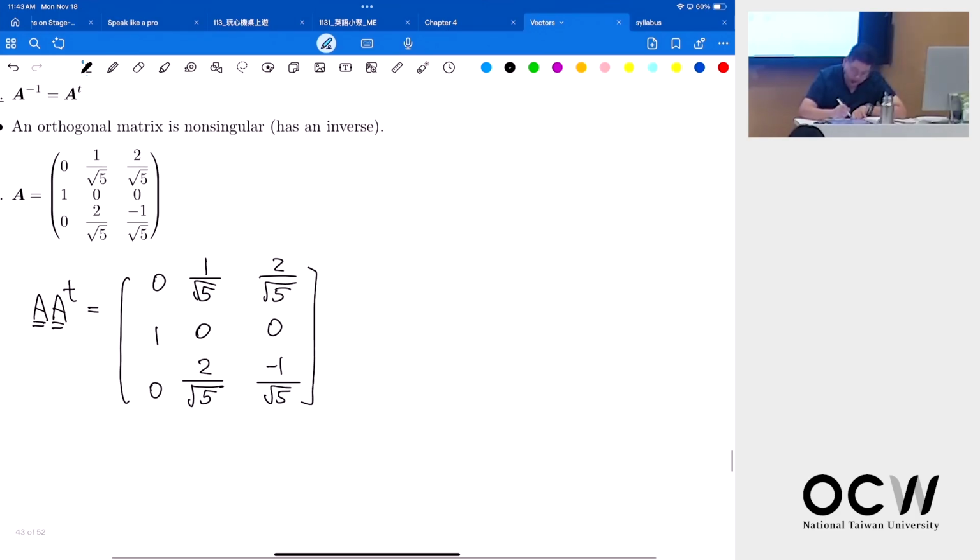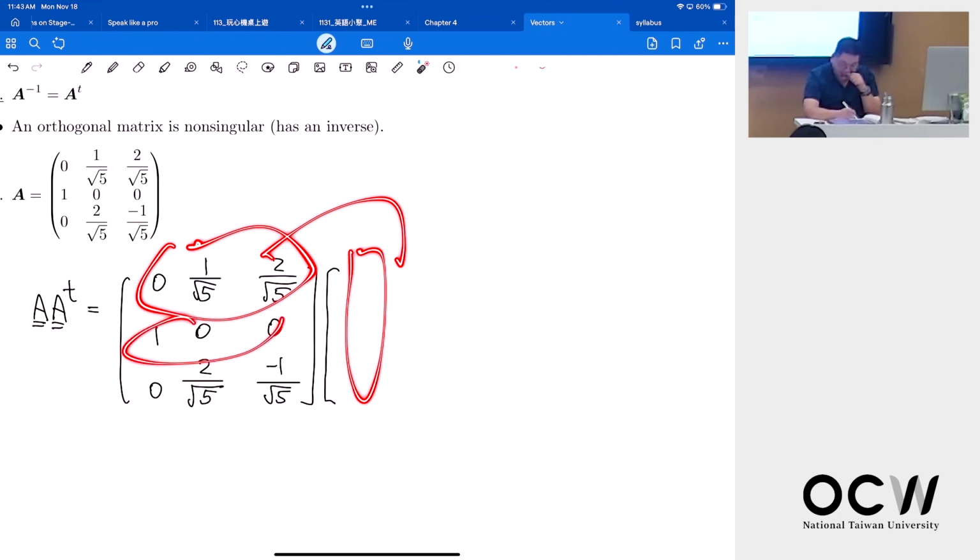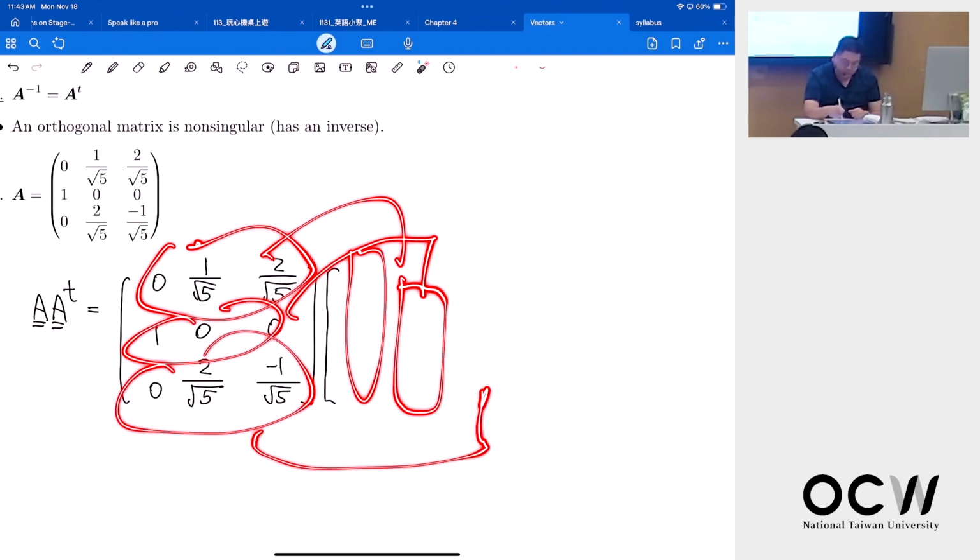Now transpose. Transpose means that the column becomes row, row becomes column. So the first row will become the first column. Second row will be the second column. Third row will be the third column.